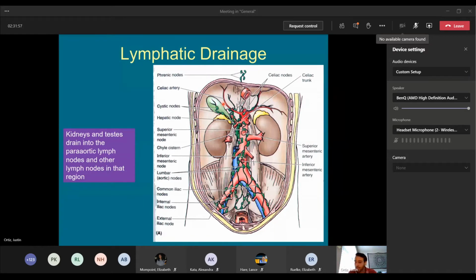So the thing I would just know here is the kidneys and testes drain into the para-aortic lymph nodes and other lymph nodes in that region, right? Because like we said, the testes are going to drop down from roughly the kidneys region, and that's why it's getting all of its supply from the, I would say, superior abdominal region, right?